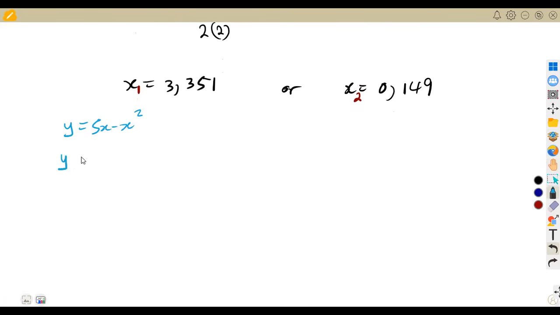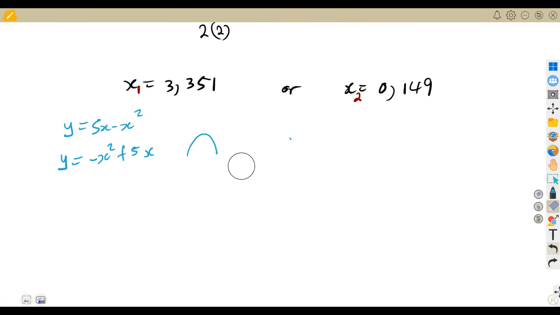So this graph, we can just rewrite as minus x squared plus 5x. And as you can see, we've got a negative coefficient for x squared, so it is going to be a sad one. If it is positive, it's going to be a smiley one like this.